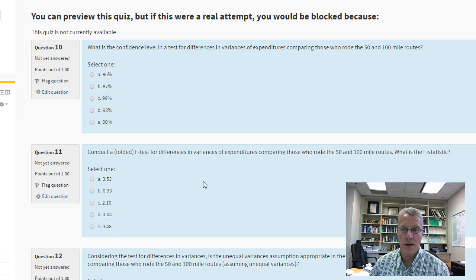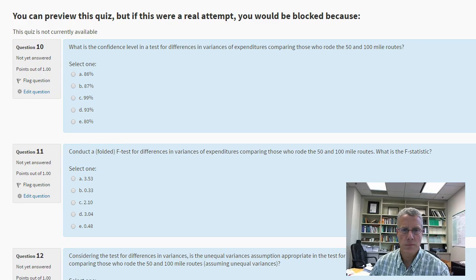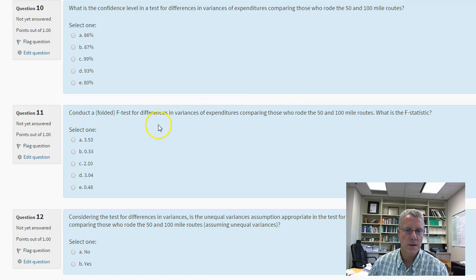And so the next set of questions is looking at the comparison of the variances in expenditures for those who rode the 50 and 100-mile routes. And I see that the first thing I need to do when the video is over is move question 11 up to question 10.